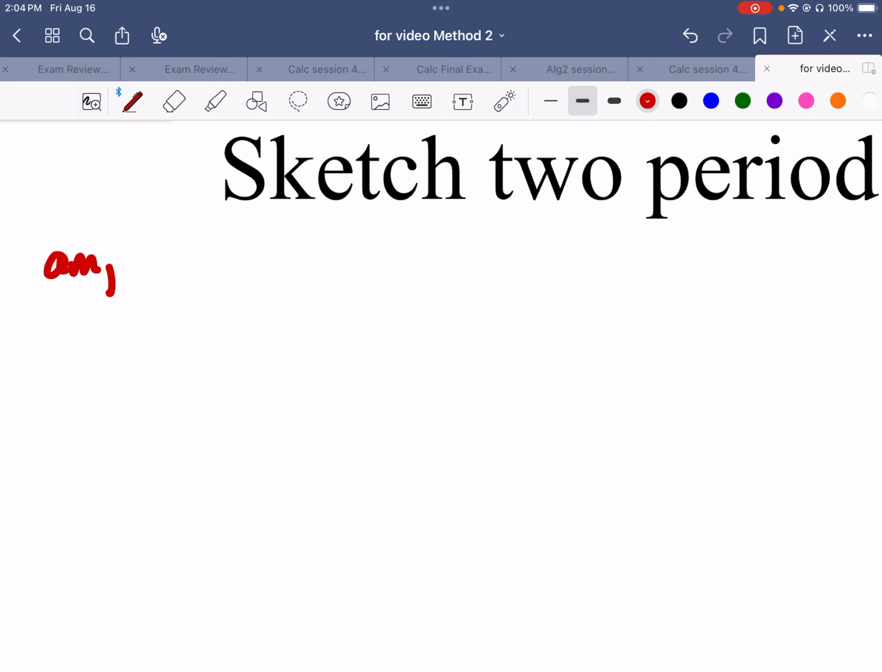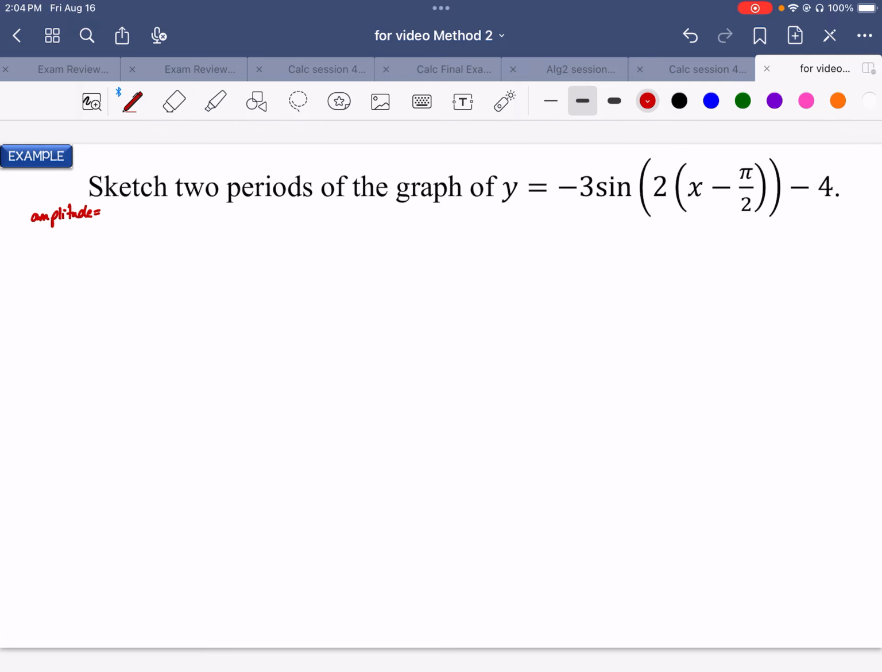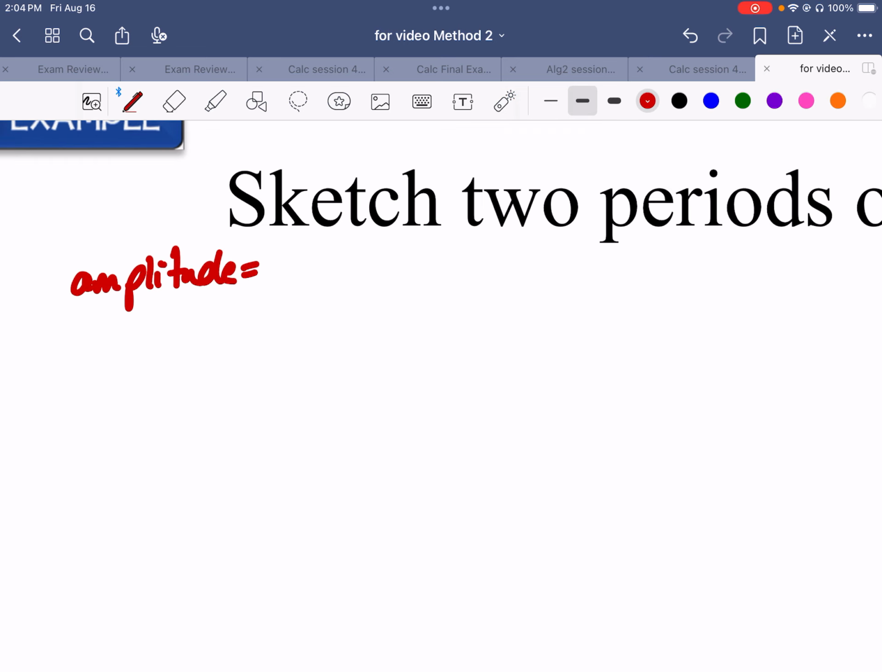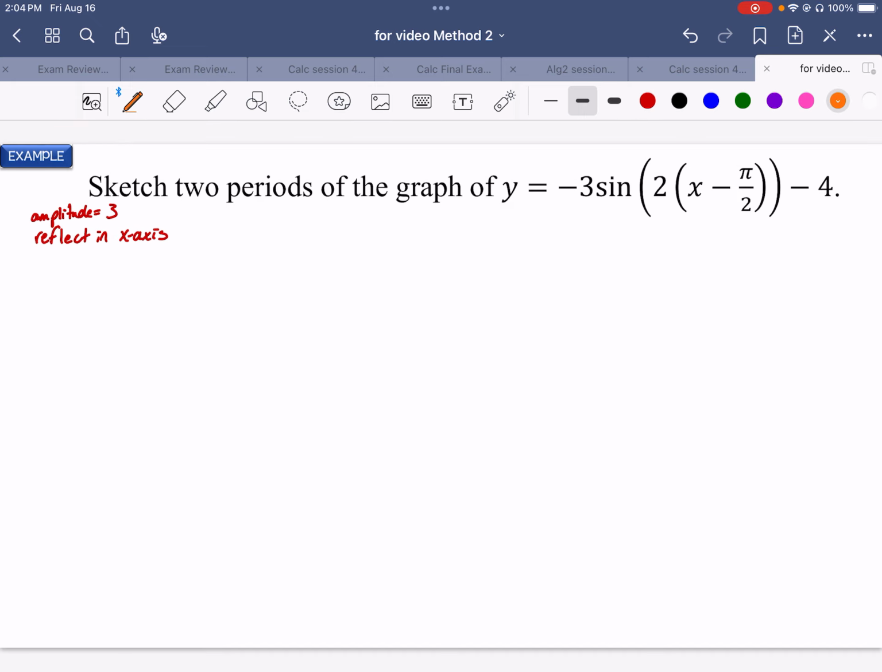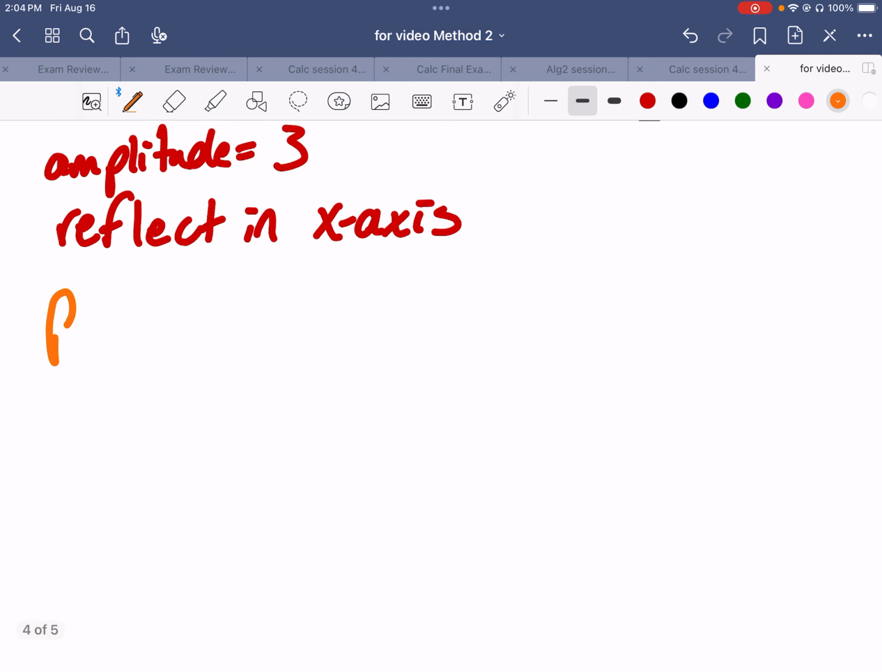So the amplitude, well, looking at my equation here, the amplitude is going to be 3, and then that negative means it's going to be a reflection in the x-axis. Let's also then talk about the period. And the period, this is their b value. So our period is going to be 2 pi divided by 2. So that's just going to be pi.